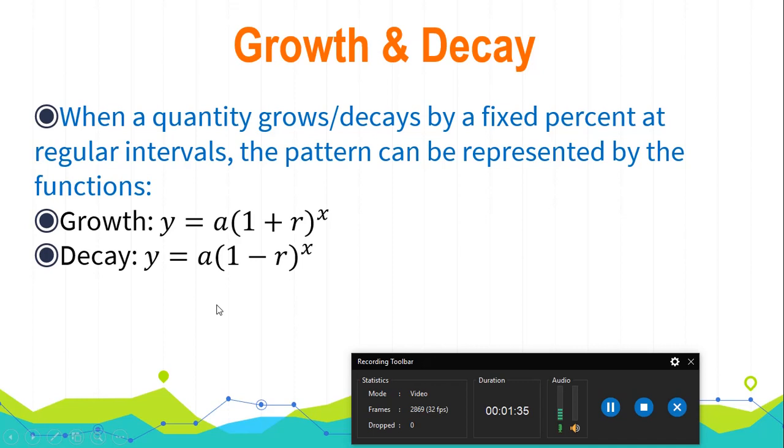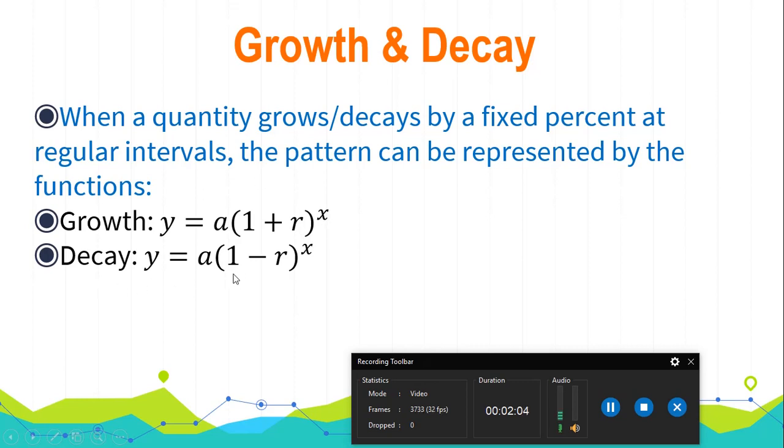So we're going to modify our original formula just a little bit to talk about percentage of increase or percentage of decrease at regular intervals. So if you're modeling growth, what we're going to start with is A, our initial amount. 1 represents 100% of what you started with, but we're going to add to that some percentage R, and then we're going to raise it to the power.